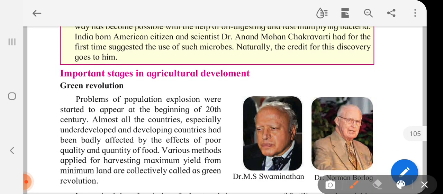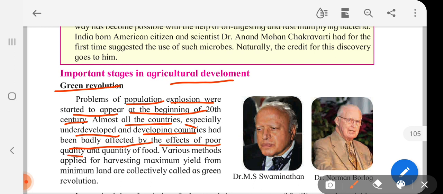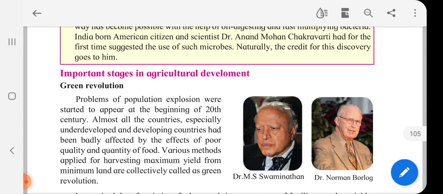Important stages in agricultural development. Green Revolution. Problems of population explosion started to appear at the beginning of the 20th century. Almost all countries, especially underdeveloped and developing countries, had been badly affected by poor quality and quantity of food. Various methods applied for harvesting maximum yield from minimum land are collectively called the Green Revolution. So the Green Revolution is the revolution which was brought about in the field of agriculture.